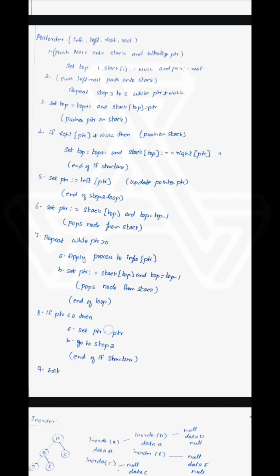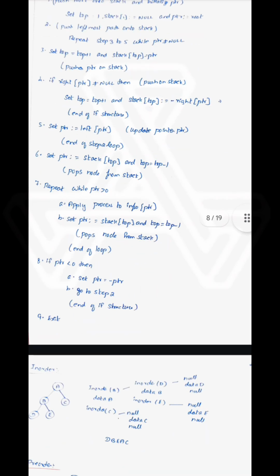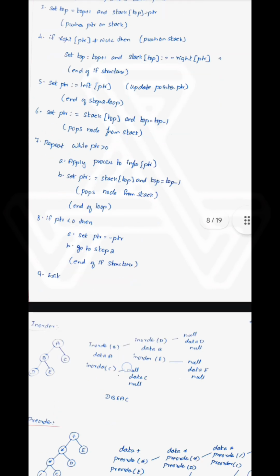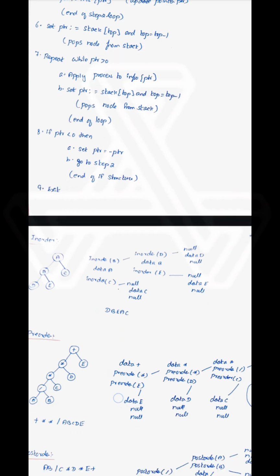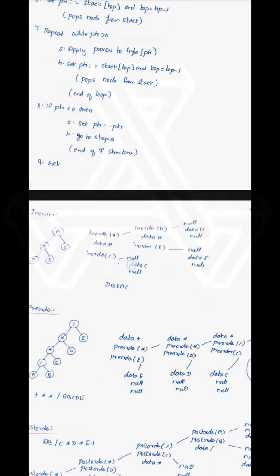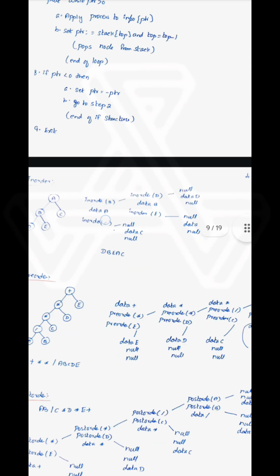Repeat while PTR is greater than 0. Apply process to info of PTR. Set PTR to stack of top, top equals to top minus 1, popping the node from the stack. End of the loop. If PTR is less than 0, then set PTR equals to minus PTR. Go to step 2. End of if structure, exit.